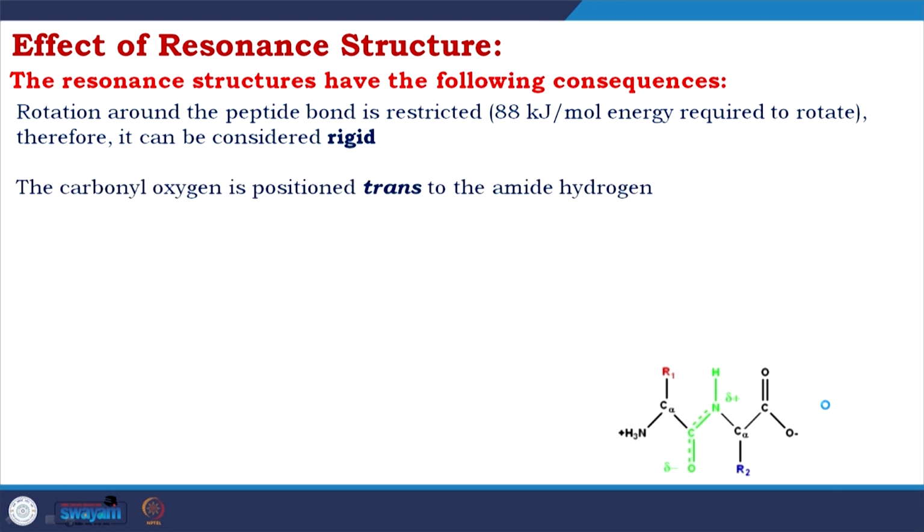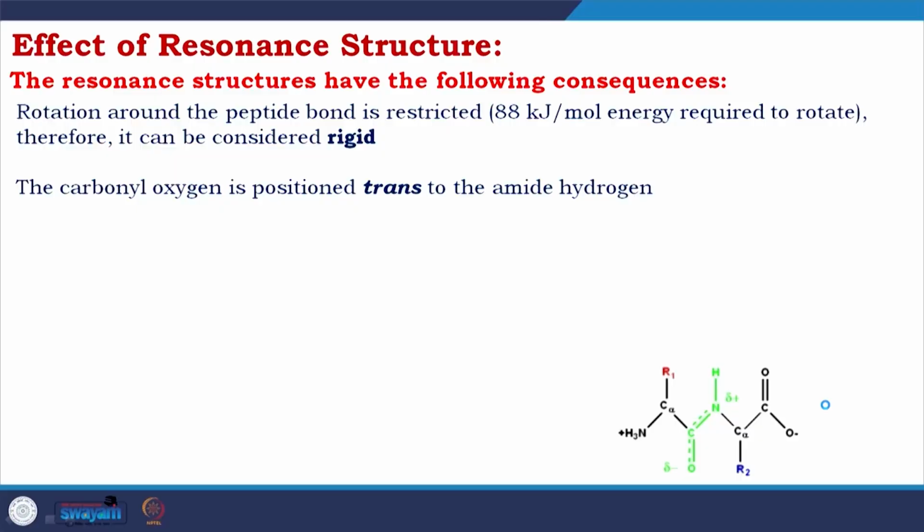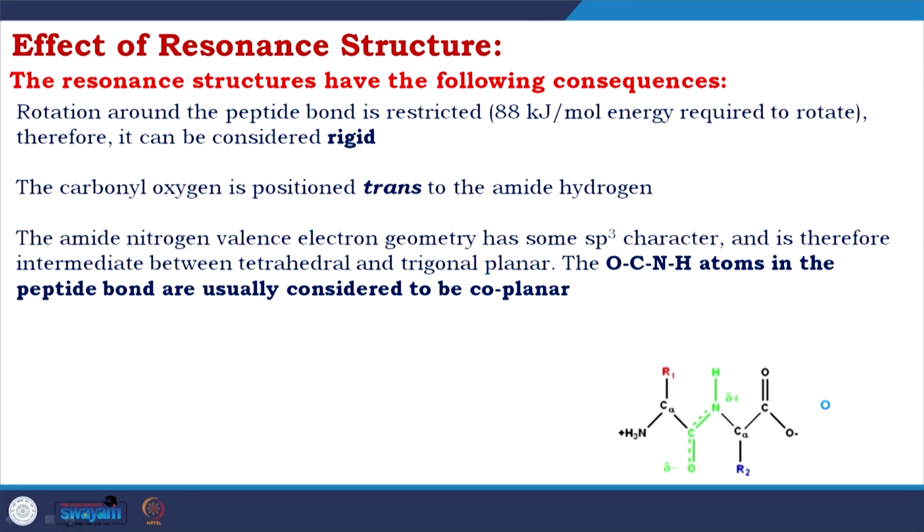The carbonyl oxygen is positioned trans to the amide hydrogen. I talked about when there is a formation of double bond, the R groups want to be in distal position, and that is done by positioning the carbonyl oxygen trans to the amide hydrogen. The amide nitrogen valence electron geometry has some sp3 character and is therefore intermediate between the tetrahedral and trigonal planar. The OCNH atoms in the peptide bond are usually considered to be coplanar.